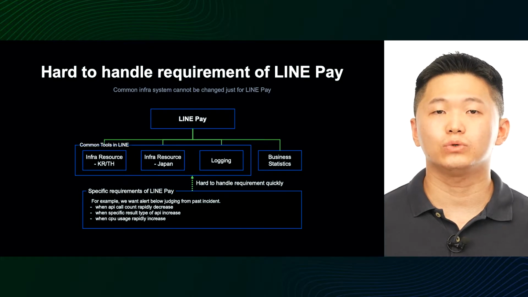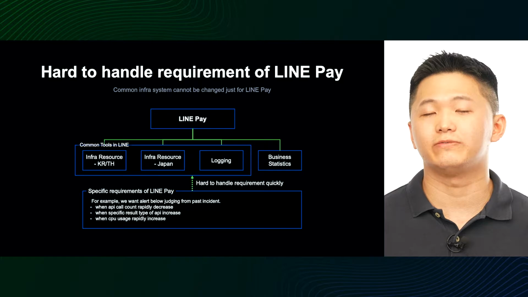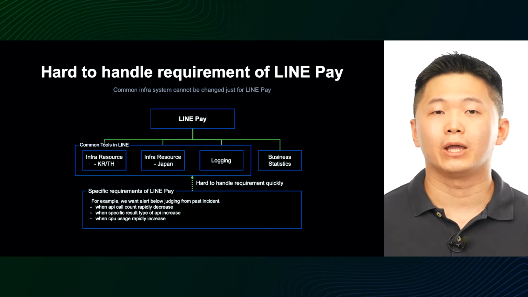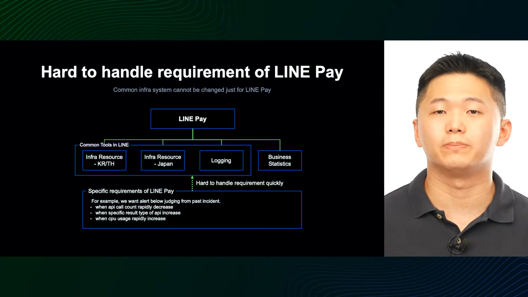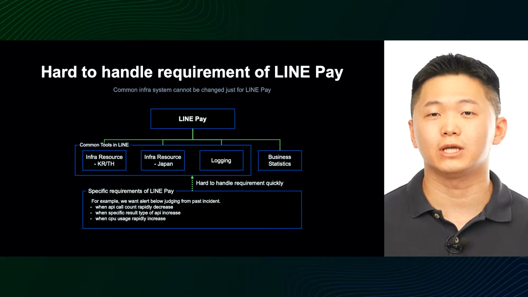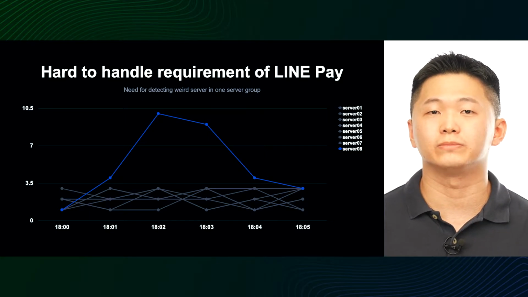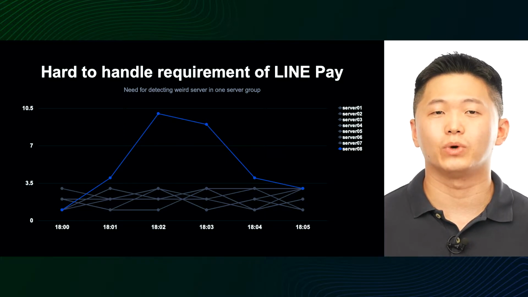And those monitoring tools are common infra of Line. Of course, the infra of Line is very useful. But when Line Pay has specific requirements about monitoring, it is hard for the Line infra team to change the system just for Line Pay. For example, by analyzing past data, we caught that the CPU utilization of one server shows different patterns from the same server group. But the infra monitoring system only detects whether the metric exceeds a static threshold or not.